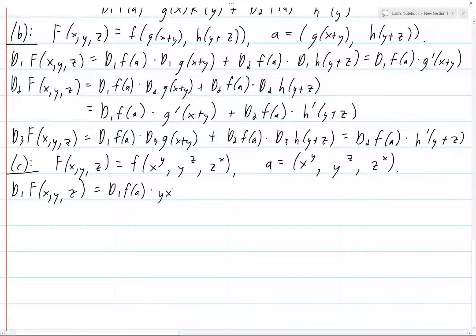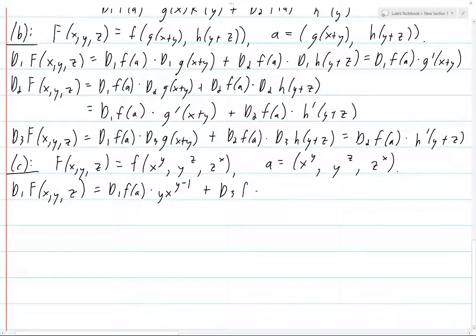So y x to the y minus 1, assuming that y is fine and everything. Okay, so we get that. And then we're going to get d2 f of a times, now we're going to take the derivative with respect to x of y to the z, but that'll drop out. And so then the last term will involve the derivative with respect to x of z to the x, so that won't be 0. So we can go ahead and write this term out.